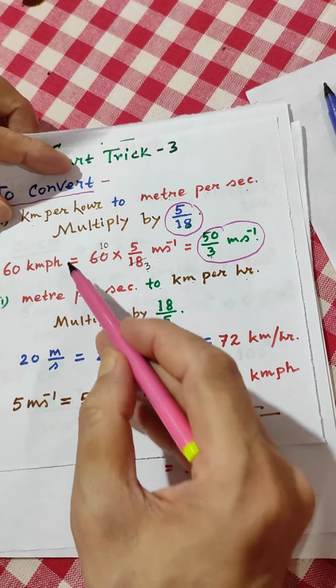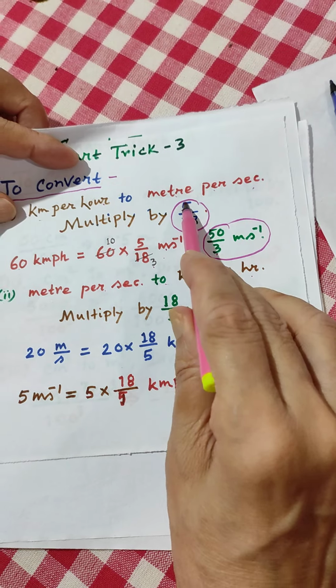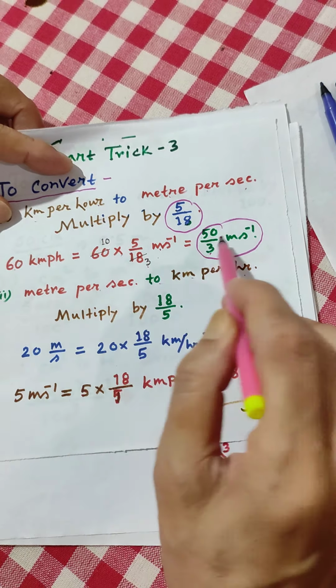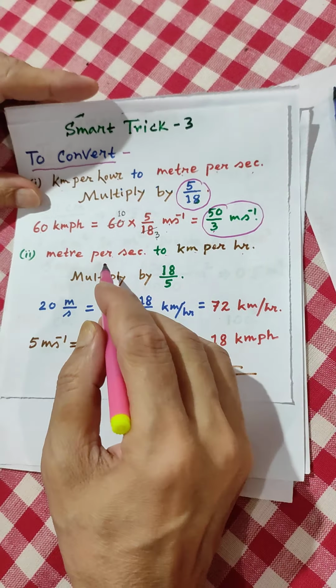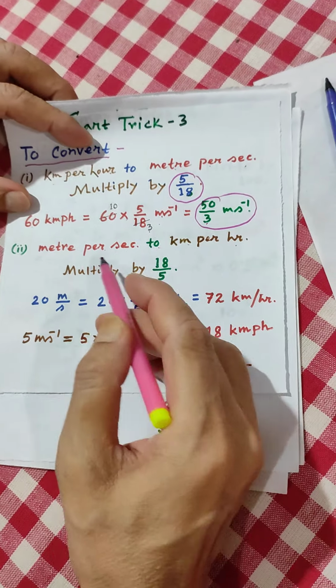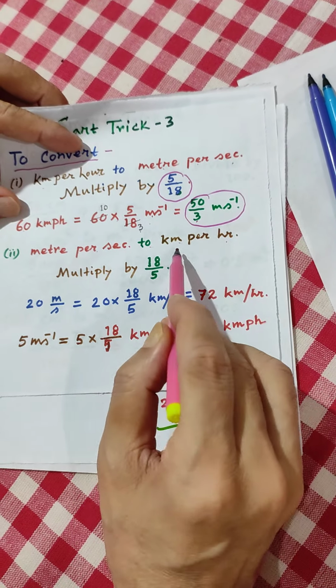Have you followed? So to convert kilometer per hour to meter per second, what do you do? You multiply by 5 by 18. That is the multiplying factor. So see another example. Now it is the opposite. Now see in the next example the opposite. Convert meter per second to kilometer per hour.